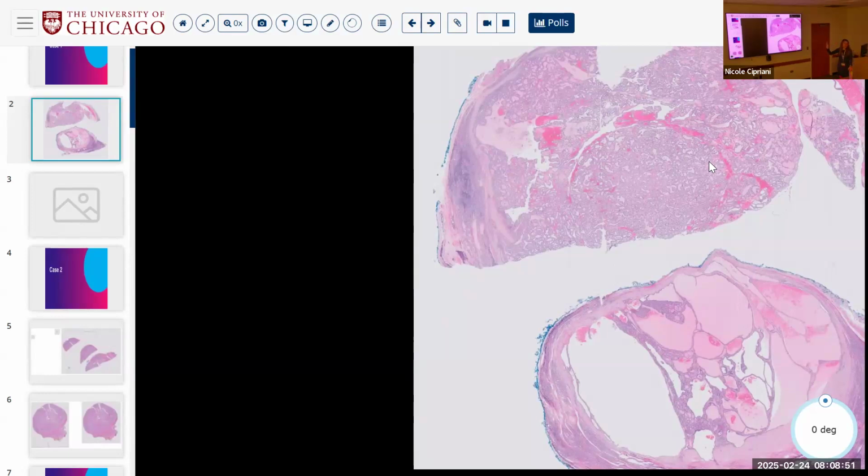But if you have the knowledge of the molecular from the FNA, and this is RAS-like, then I would be very cautious about calling something RAS-like a papillary carcinoma in the absence of invasion, right? Because we know biologically those are different.